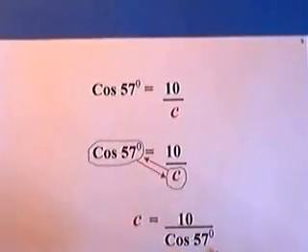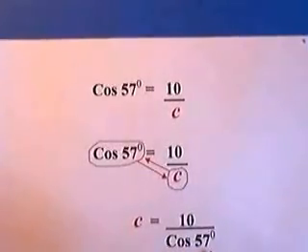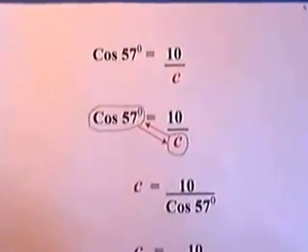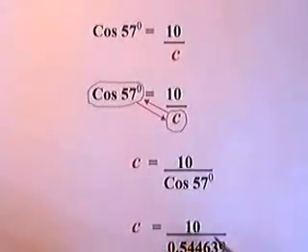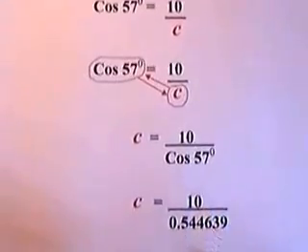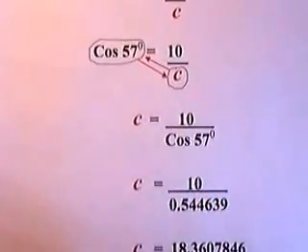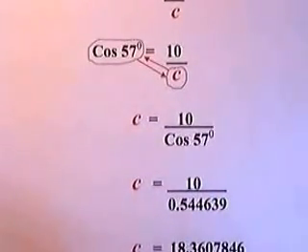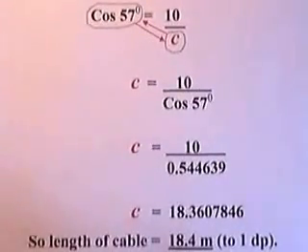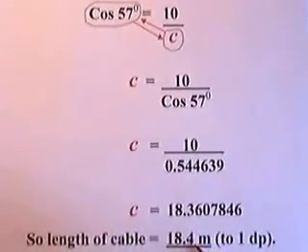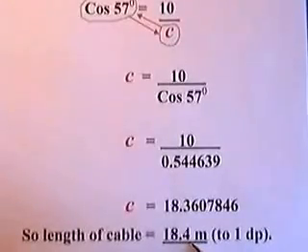And the next step is to use your calculator to find the cosine of 57 degrees. And in decimal form, that is the following: 0.544639. We divide this into 10, and out comes our answer 18.36078646, which to one decimal place is 18.4. So that is the length of the support cable.